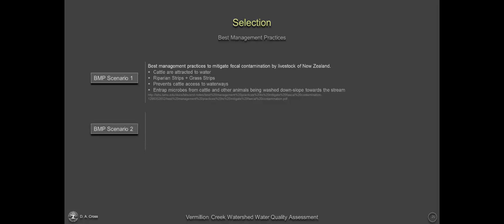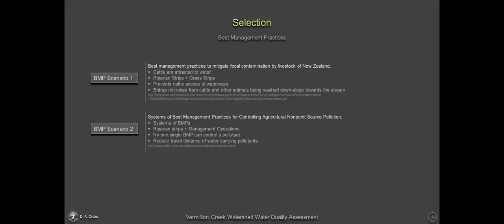In our second scenario, we took a look at a brochure called The Systems of Best Management Practices for Controlling Agricultural Non-Point Source Pollution. And the takeaway in this brochure was that no one single BMP can control a pollutant, and that instead a system of BMPs must be used, such as riparian strips and management operations. And the main idea is to reduce the travel distance of water-carrying pollutants.